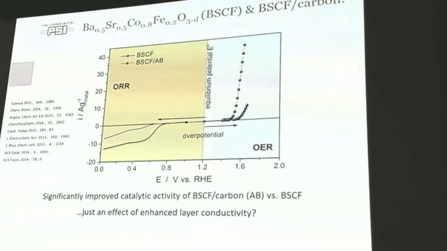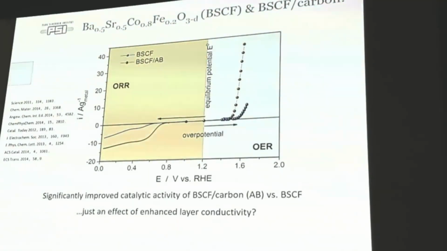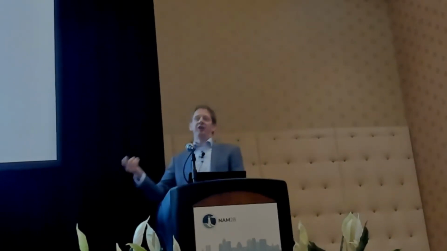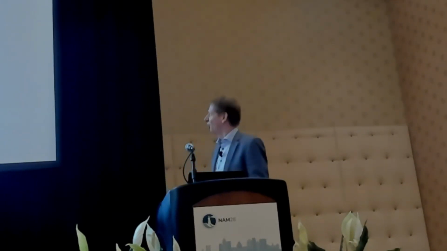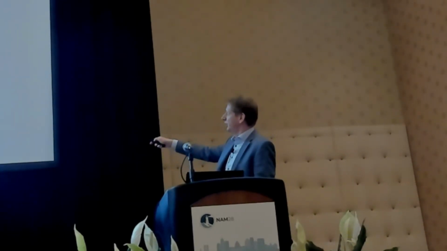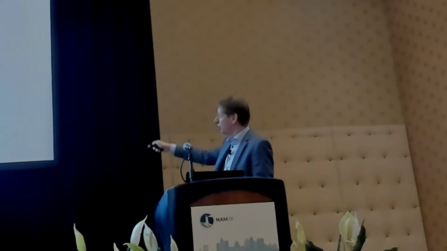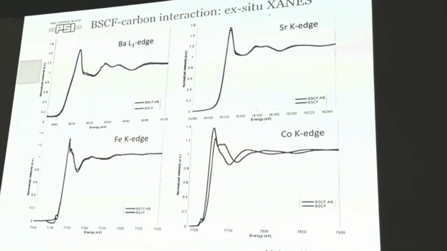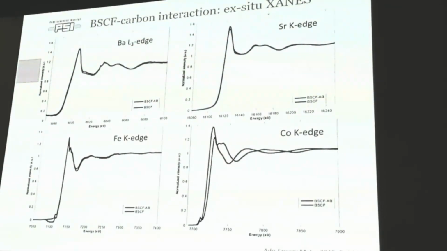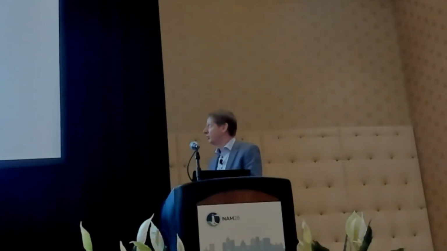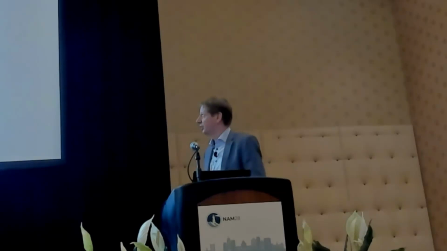And the question that we have is: is this really an effect of just enhanced conductivity or is something else going on? So we used X-ray absorption spectroscopy. And basically what we see is that our cobalt atom is reduced, cobalt 3 plus to cobalt 2 plus. Right? And this fits perfectly in this volcano type model from before.